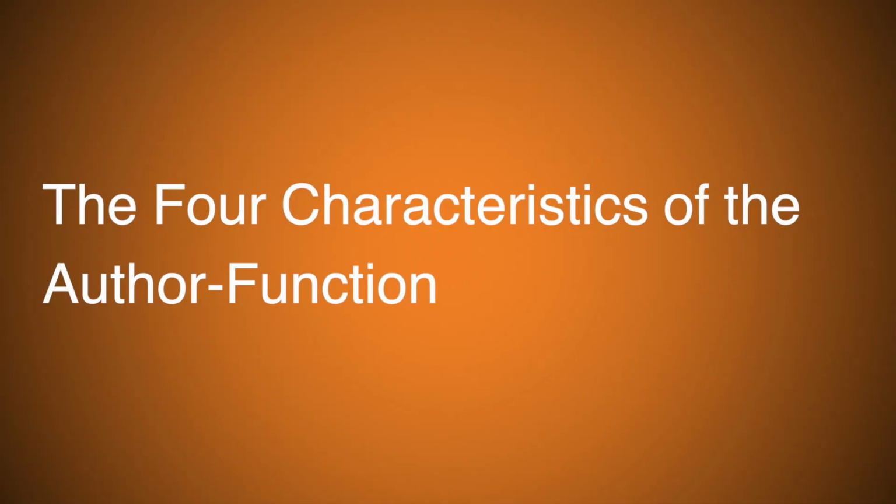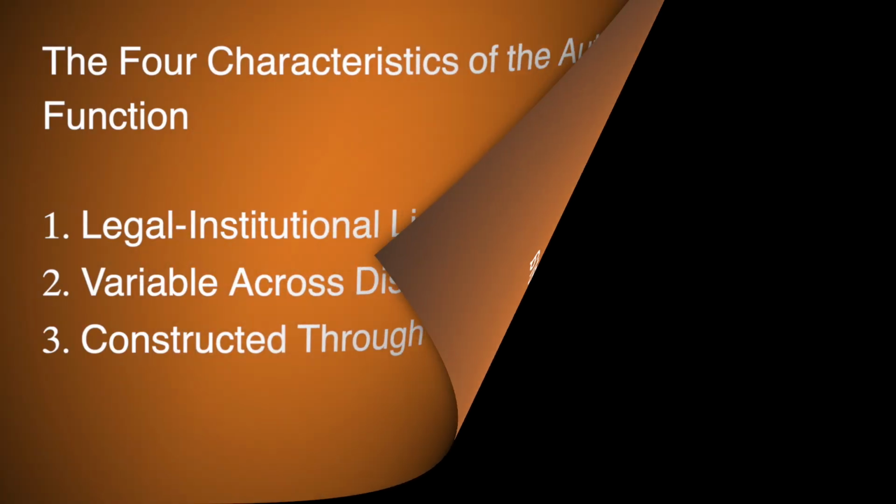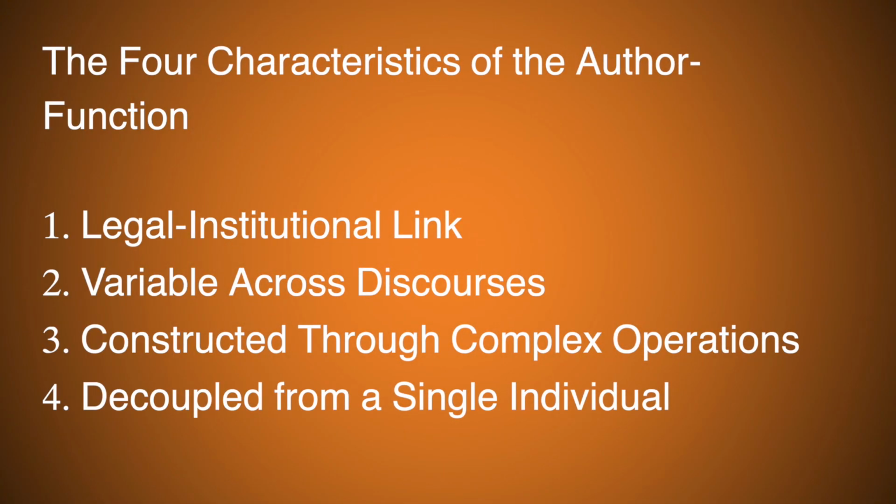The author is now a control mechanism. The author is not an author now. The author is now the author function, a part of the system. He has to follow and respect the author function. Let's understand the 4 characters of the author function. According to Michel Foucault, there are 4 characters of this author function. Let's look at them: legal institutional link, variable across discourses, constructed through complex operations, decoupled from a single individual.